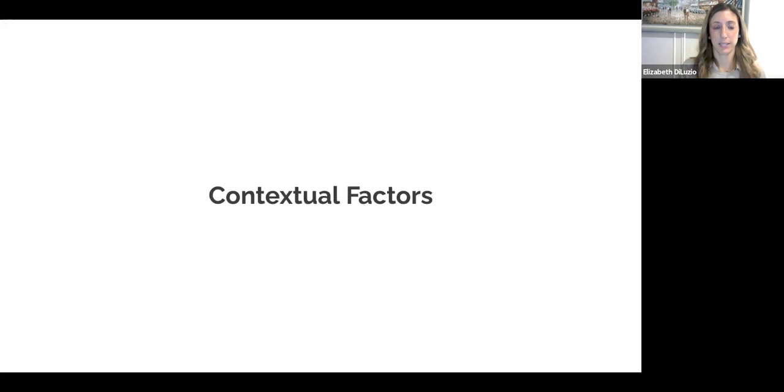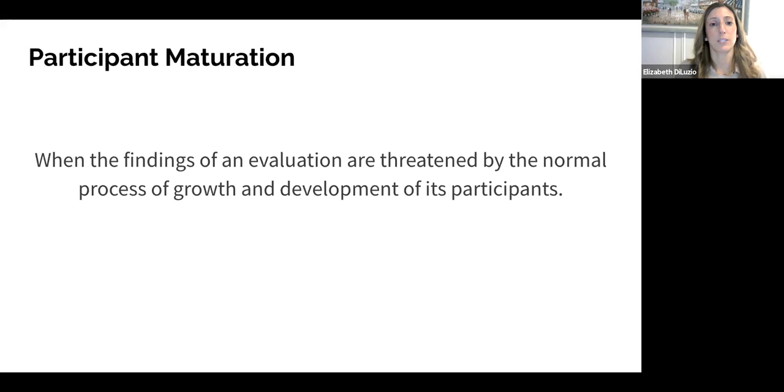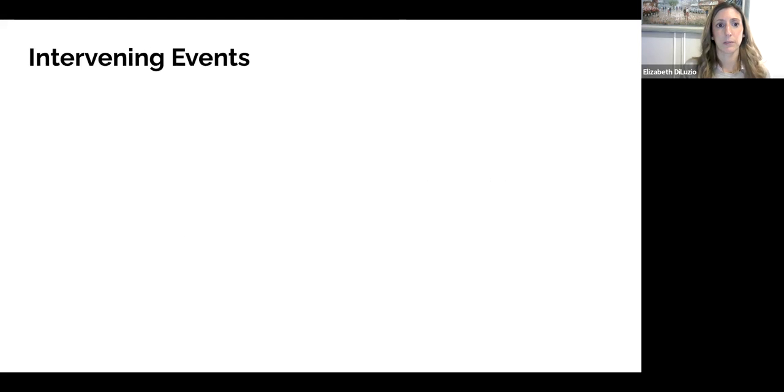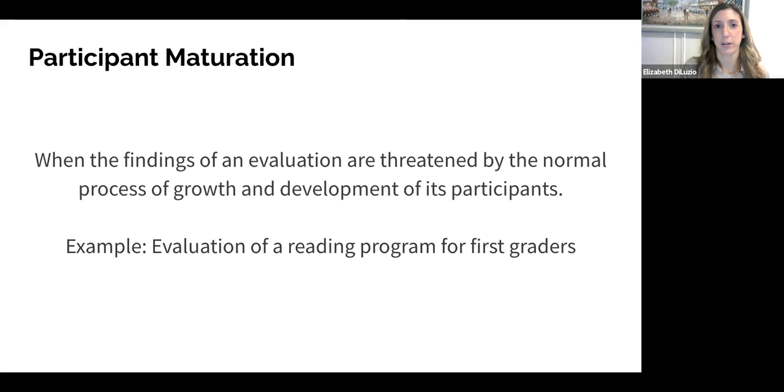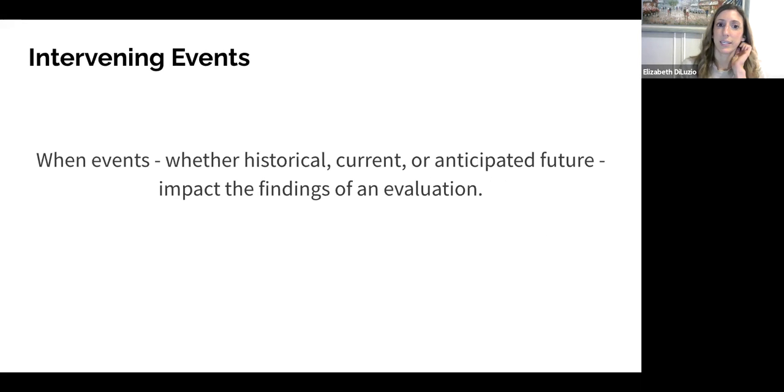Okay, and then when it comes to the contextual factors, there's participant maturation. And we talked about this a little bit, where if we're doing a prospective study of our students at Lower Merion, but we're doing it over the course of 5 years, of course they're going to grow. Of course they're going to show good results. And so the question is, what is attributed to the intervention and what is just attributed to time? And the example here is a reading program for first graders. Of course, they're going to improve in their reading. It's just how much?